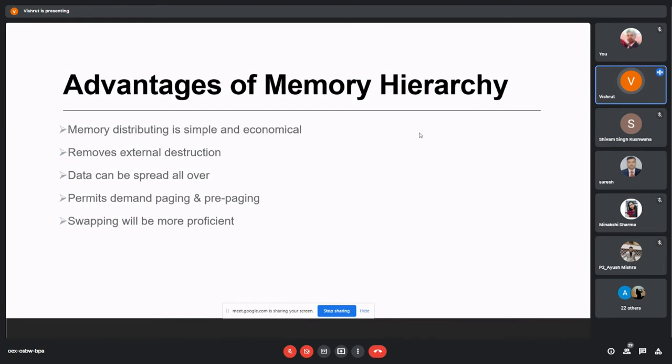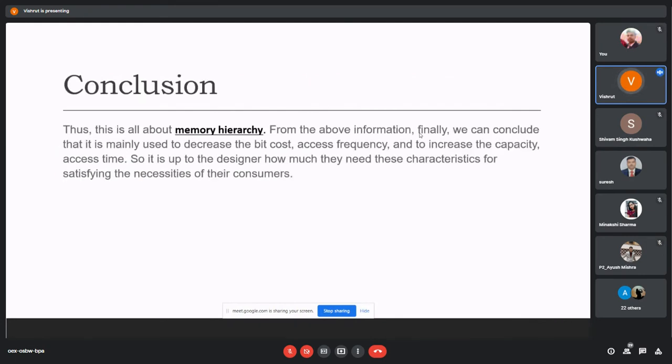As you can see, I've sorted out the advantages of memory hierarchy. Memory distribution is simple and economical, and removes external fragmentation. Data can be spread all over, and it permits demand paging and pre-paging. Swapping will be more proficient. In conclusion, we can say that it is mainly used to decrease the bit cost and access frequency, and to increase the capacity and access time. So it will be up to the designer how many characteristics they need for satisfying the necessity of the consumers.